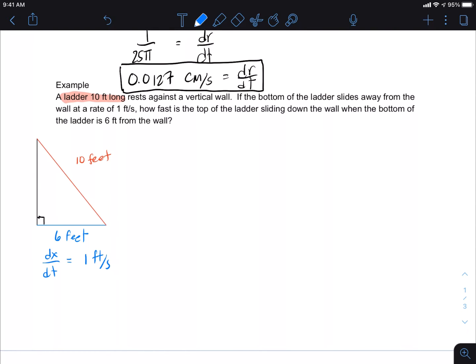Okay, another thing to understand. The ladder is 10 feet long, right? As it falls, is the length of the ladder changing? No, the length of the ladder is not changing, and so we'll call it z. The rate of change of the ladder's length has a what?